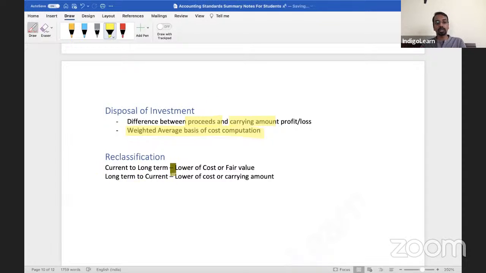Reclassification: current to long term, lower of cost or fair value; long term to current, lower of cost or carrying amount. When you are classifying an asset that was a current asset and has now become a long term investment, you will see what the cost and the fair value are, and whichever is lower, at that value you will reclassify it as long term investment. And if you are reclassifying something from long term to current, you will see what the cost and the carrying amount are, whichever is less, at that value you will reclassify it as current investment.